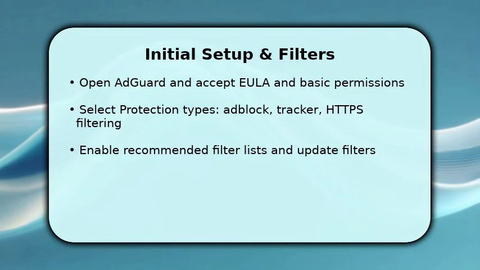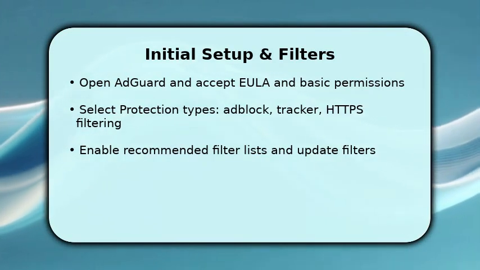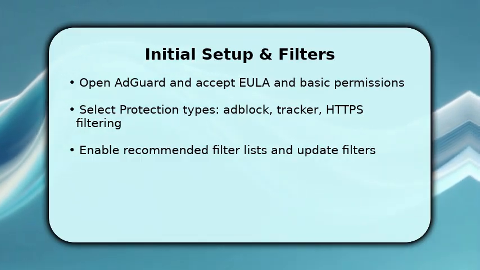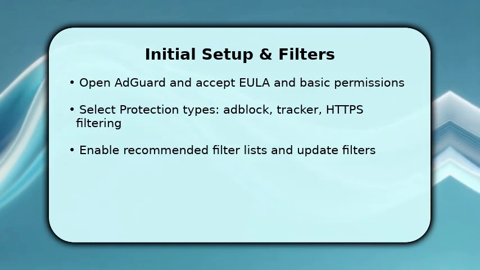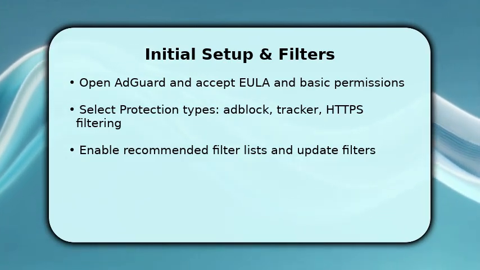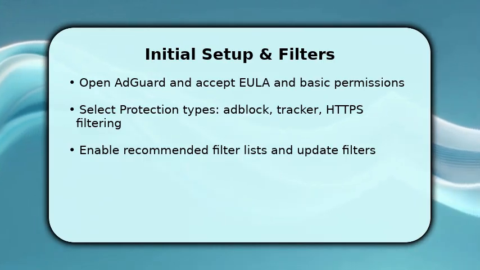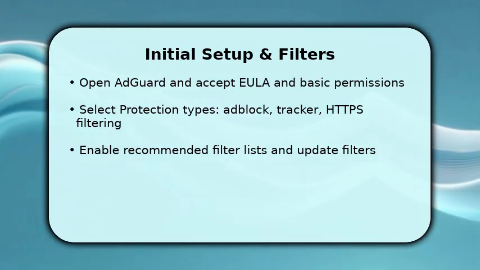Now open AdGuard and accept the EULA. You'll be guided through permission prompts, follow them. Choose protection types: ad blocking, tracker blocking, and enable HTTPS filtering for better coverage. When prompted, pick recommended filter lists and immediately update them so you have the latest rules.